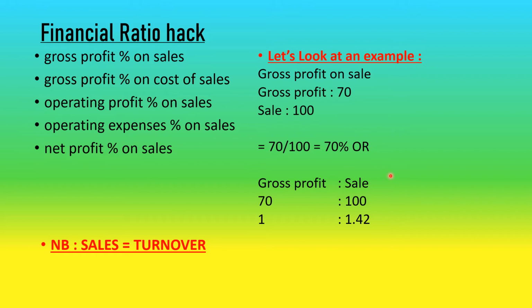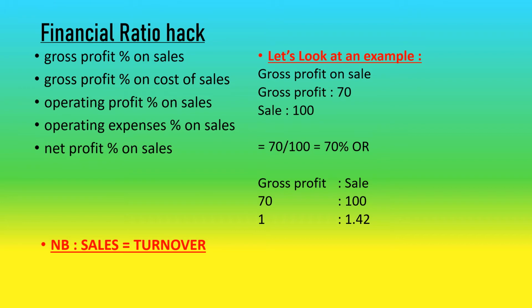Should they require your answer in ratio format, it doesn't matter. You can say gross profit to sales. This is how I like to write it down, and then I put down what the values are: gross profit is 70, sales is 100. I look at my smallest number, which is 70, and divide both sides by it. So 70 divided by 70 is 1, and 100 divided by 70 gives me 1.42. This ratio means that for every 1 rand of profit you've earned, you've had to make a sale of 1 rand 42. That is what every single ratio actually means.